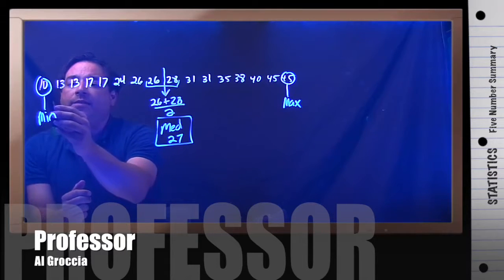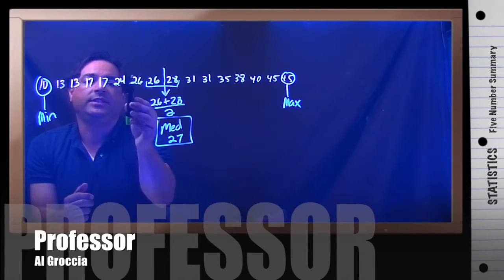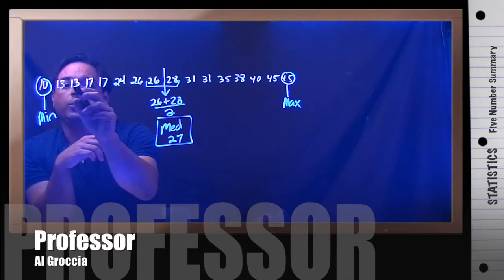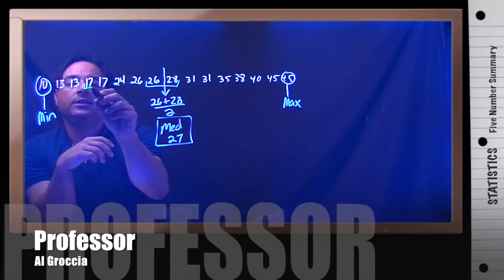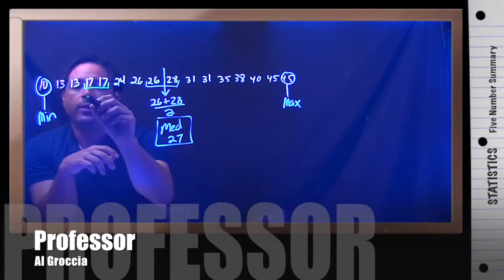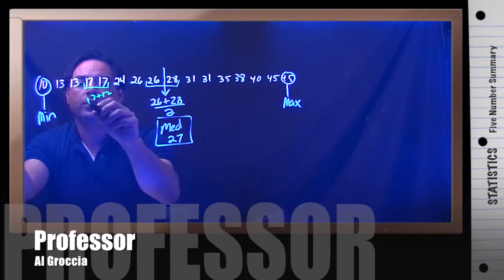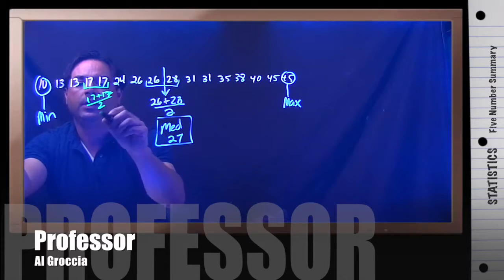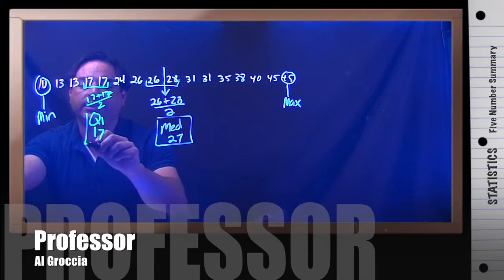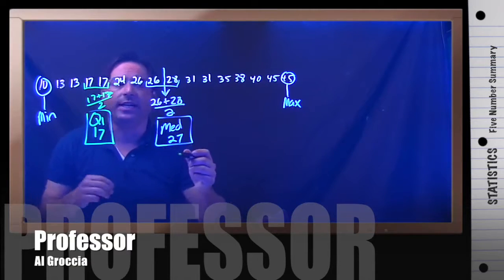So the lower half has 1, 2, 3, 4, 5, 6, 7, 8. So we're going to find the median of the 8. So 1, 2, 3, 4, between 17 and 17. We would add those up, divide by 2, and our Q1, median of the lower half, would be 17.